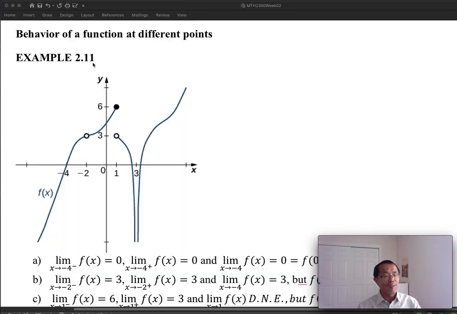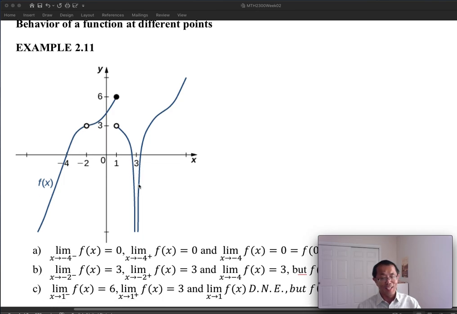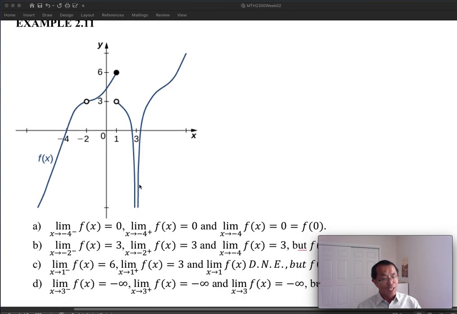Example 2.11. Okay, the graph is given, and let's take a close look at how we understand the limit concept. This is a very good example. As I'm saying, the limit reflects the behavior of the function around that point, not necessarily the actual value of the function at that fixed point.